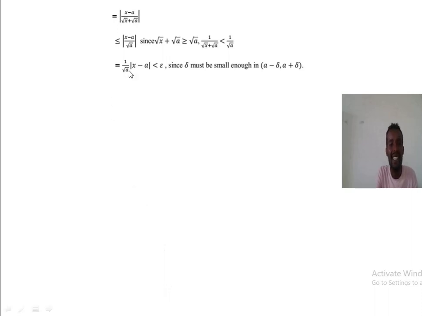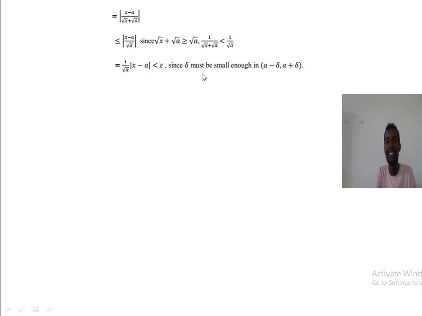So this is less than or equal to the absolute value of x minus a over the square root of x plus the square root of a, which is less than or equal to the absolute value of x minus a over the square root of a, since the square root of x plus the square root of a is what? Greater than or equal to the square root of a. And also 1 over the square root of x plus the square root of a is less than or equal to 1 over the square root of a. As a result, this is the same as 1 over the square root of a times the absolute value of x minus a, less than epsilon.